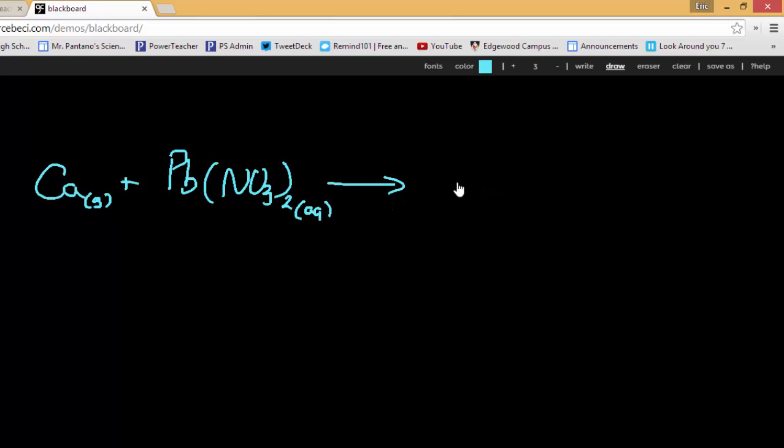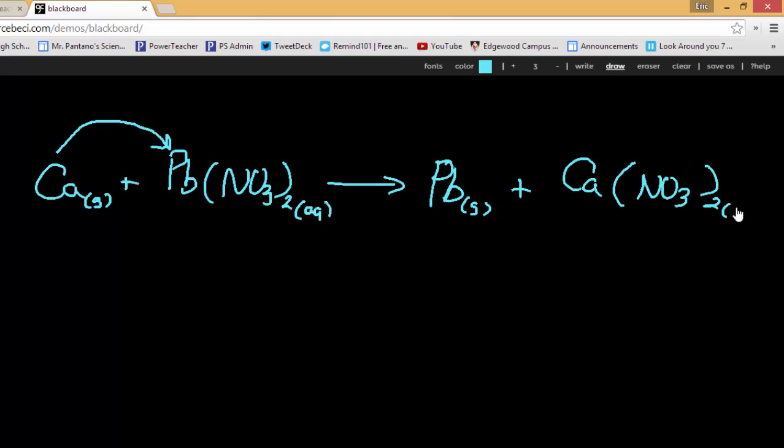Okay? Single displacement reaction means that the calcium is going to replace the lead. It's going to kick the lead out of this compound. The lead is going to come out by itself, lead metal, which is solid. And the calcium is now going to go into a compound and take up the nitrate and become calcium nitrate, Ca(NO3)2, and that is aqueous. Okay? Now it happens that this reaction is already balanced the way I've written it. One calcium, one lead, and 2 nitrates on both sides. It won't always be that way.